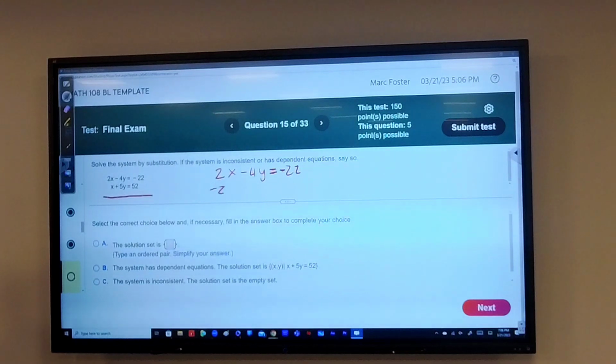So -2x minus 10y equals -104. Now when I add these two things together, the x's will cancel, right? So I would have -14y equals -126.